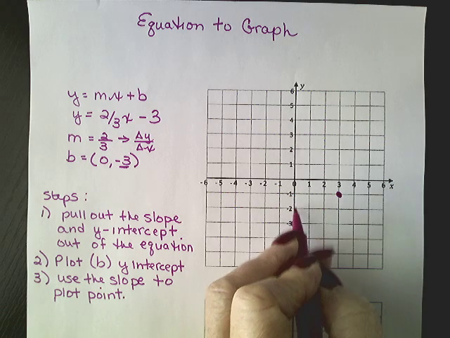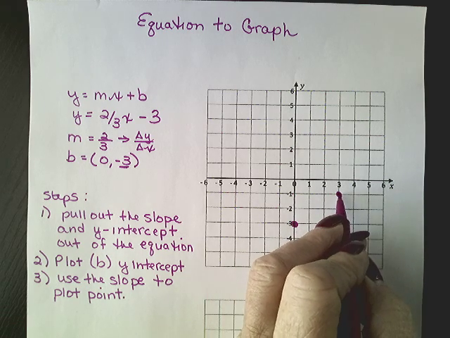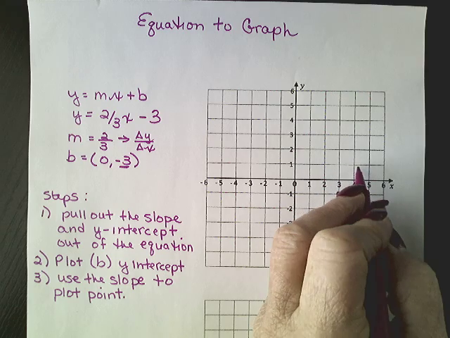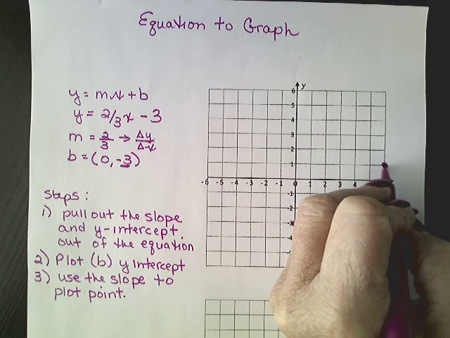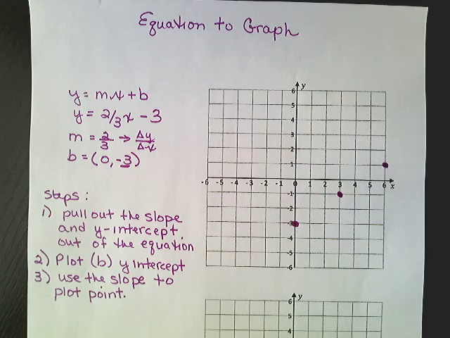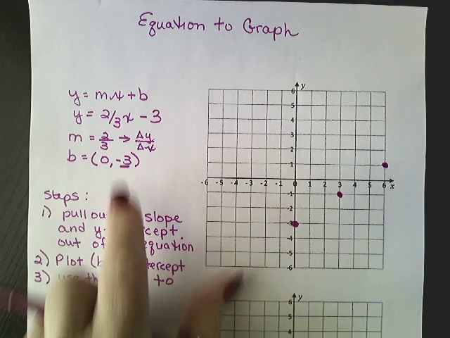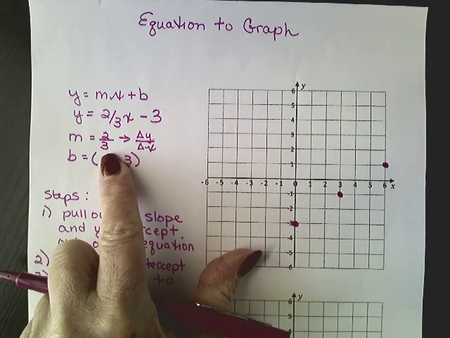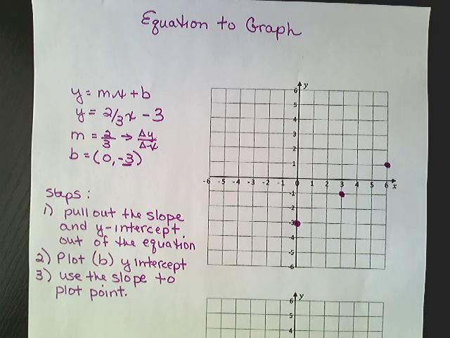We've just gone up 2 and over 3. I could do it again. 1, 2, 1, 2, 3. I could keep going and I can plot as many points as I want using the slope. Up 2 and over 3.